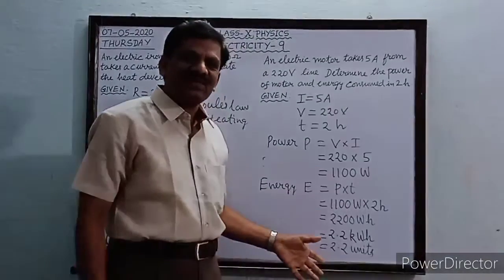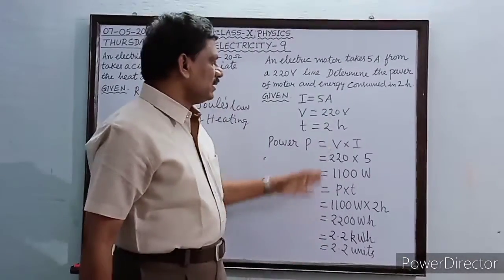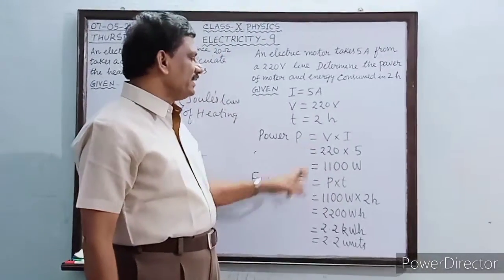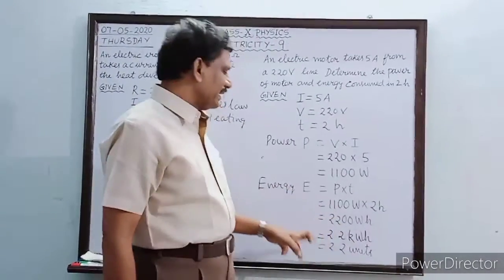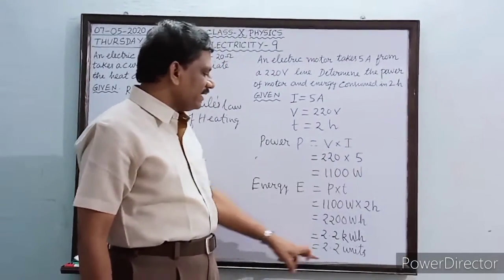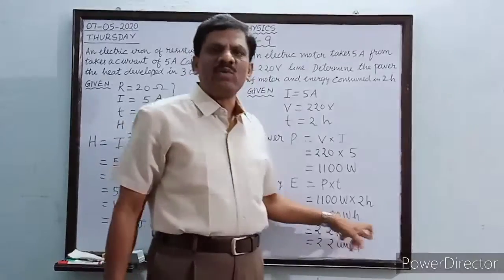Have you all understood? So for this, power is equal to voltage into current, then energy is equal to power multiplied by the time taken. We find that the power is 1100 watt and the energy is 2.2 kilowatt hour.